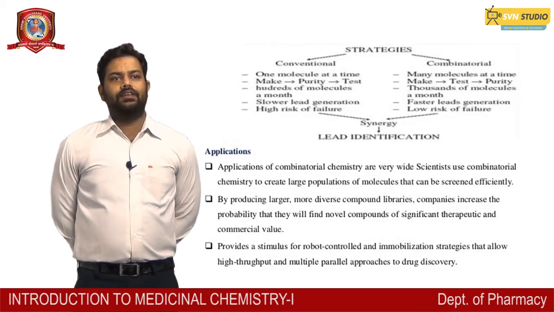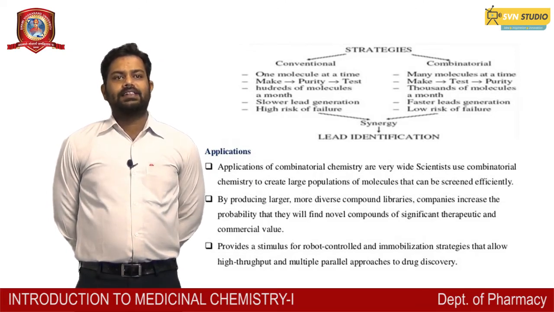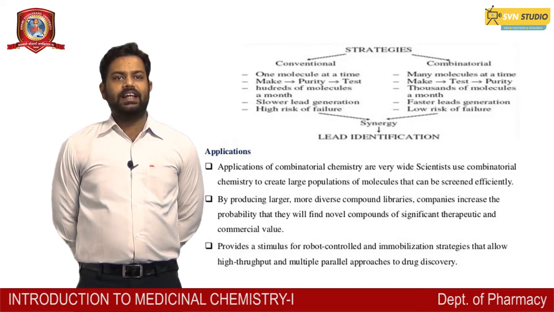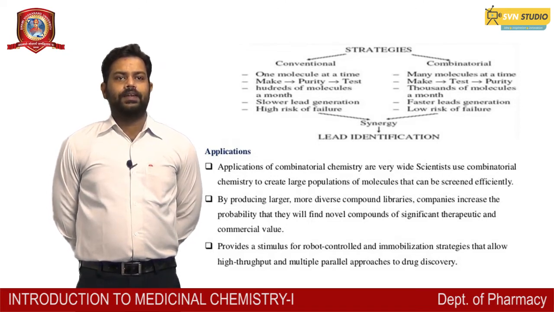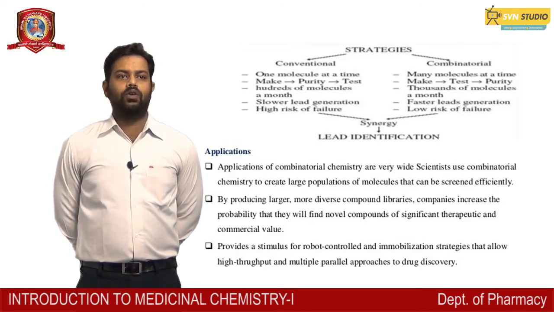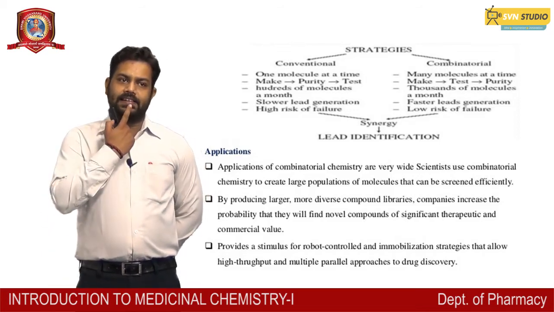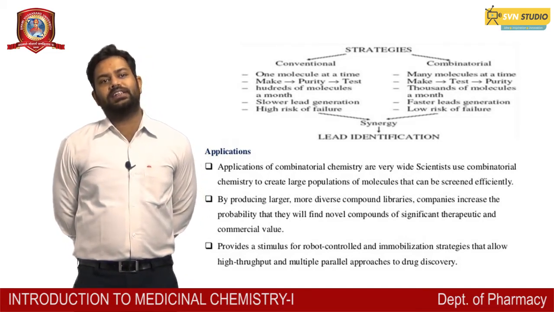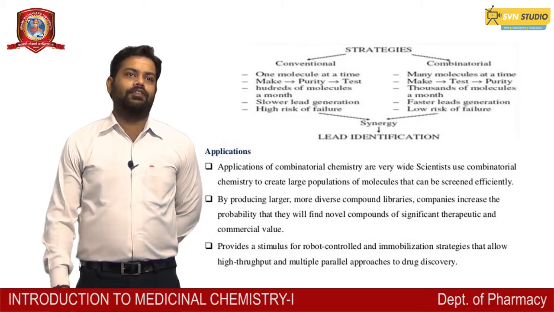The applications of combinatorial chemistry are wide. Scientists use it to create large populations of molecules that can be screened efficiently by producing large, more diverse compound libraries. Companies increase the probability that they will find a novel compound of significant therapeutic and commercial value. It provides the stimulus for robot control and automation strategies that allow high-throughput and multiple parallel approaches to new drug discovery.